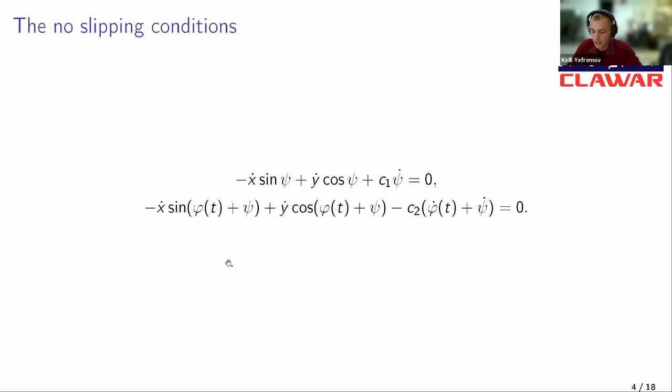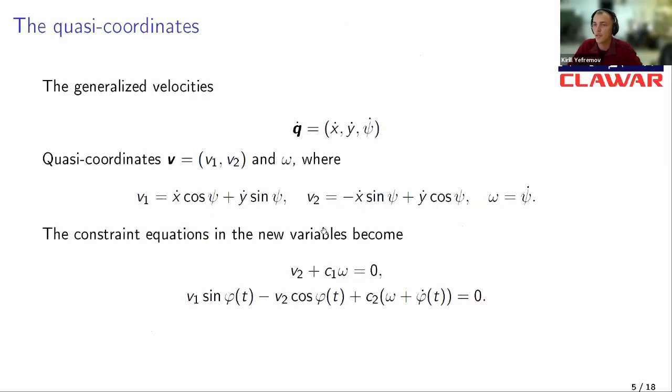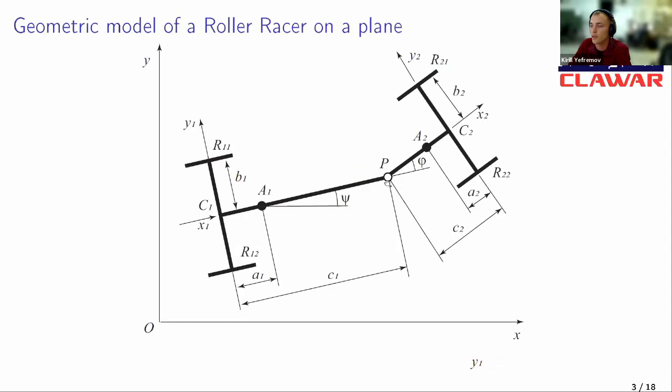On this slide, you can see the equation of the no slipping condition. It's very important for this research. Instead of generalized velocities, it is more suitable to use quasi-coordinates v1 and v2. V1 and v2 are the velocities of point P relative to the x1 and y1 axes.